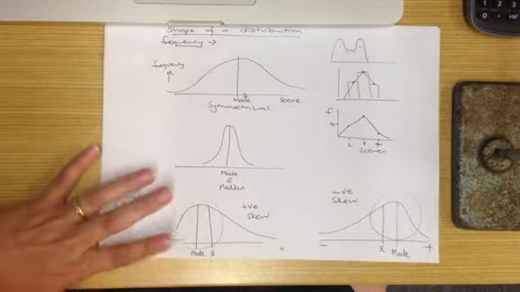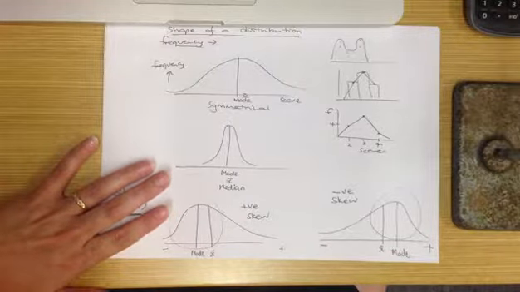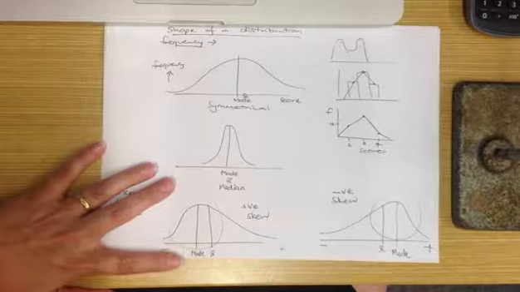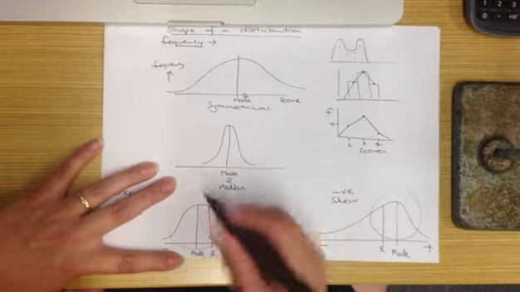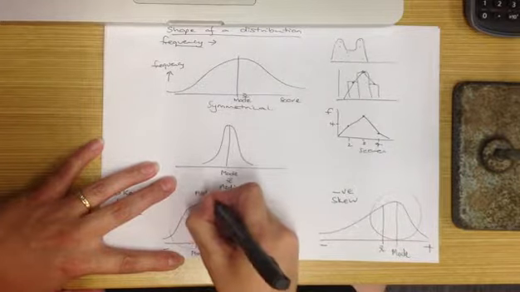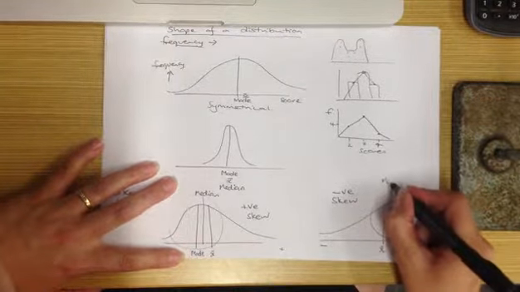Now the median is the score that sits in the middle. So if my mode is sitting right at the top of that point, then my median is generally going to be in between my mode and my mean. So it's obviously sitting in the middle.